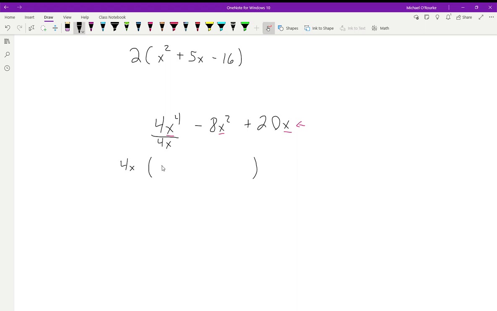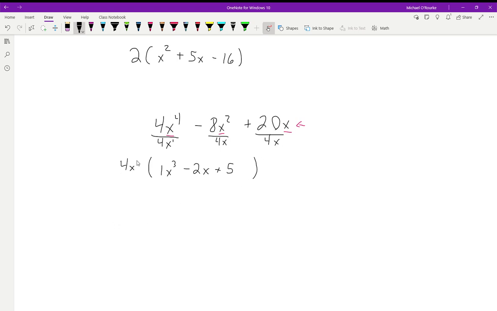So 4 divided by 4 is 1. x to the 4 divided by x to the 1, we're going to subtract, so it's x to the 3. Divided by 4x, negative 8 divided by 4 is negative 2. x squared divided by x is just going to be x. And this one divided by 4x, 20 divided by 4 is 5. And x divided by x, we're just going to leave it.